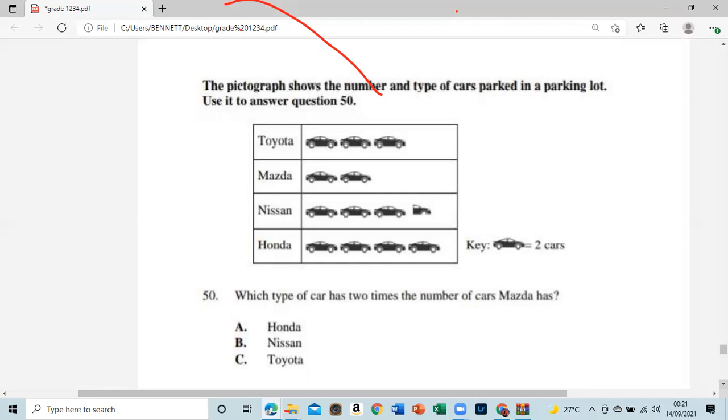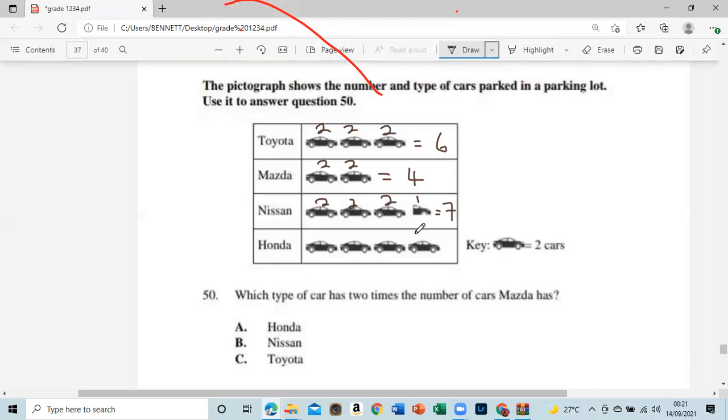Which type of car has two times the number of cars as Mazda? Mazda has two and two. One car represents two, so two and two is a total of four cars. See the key there? One picture equals two cars. So this one is six cars. Two plus two plus two, and so on. It's seven, and two times four is eight. So eight is double. So we know it is Honda.